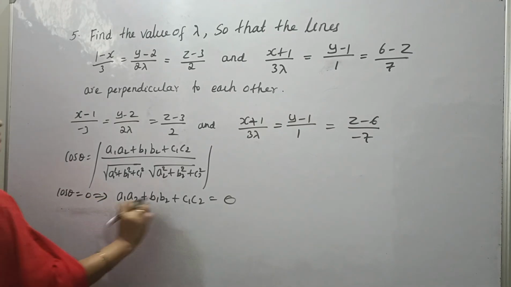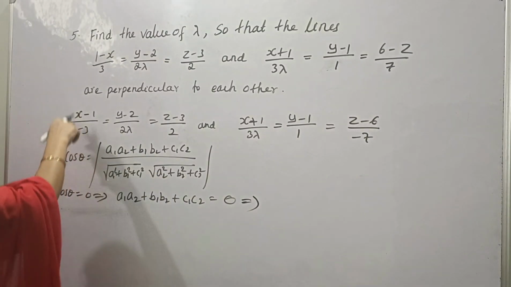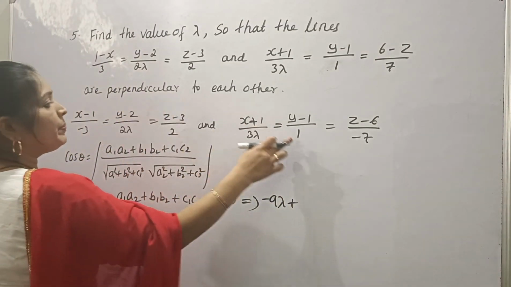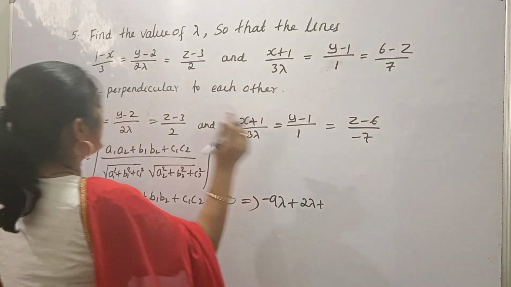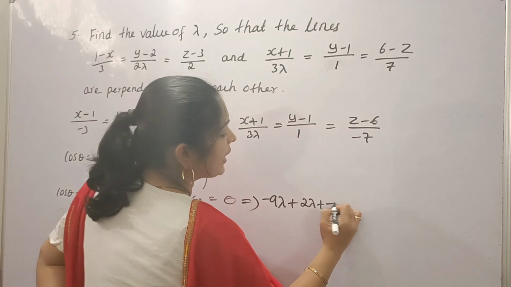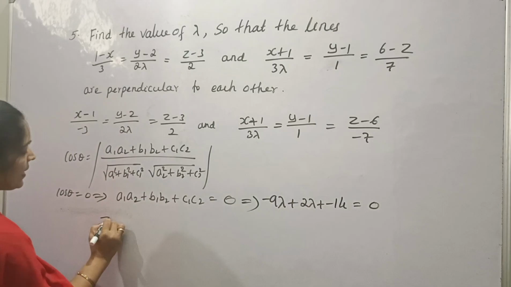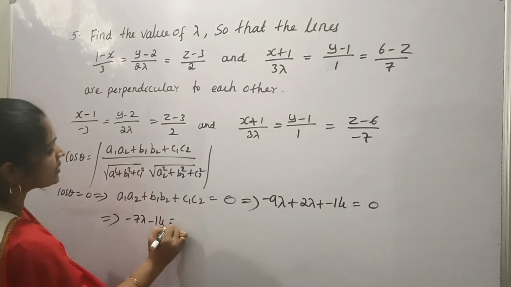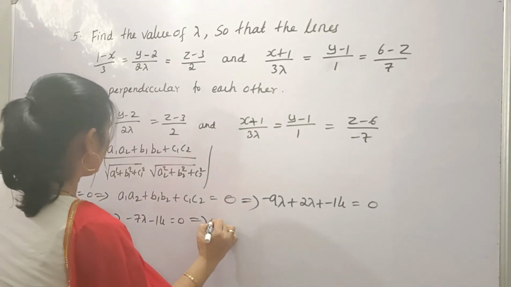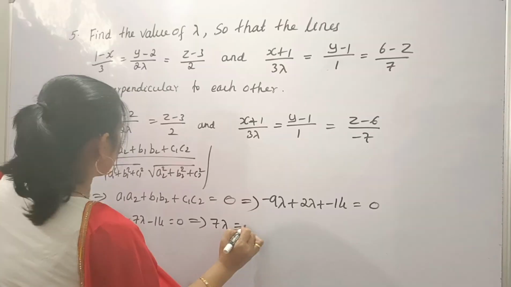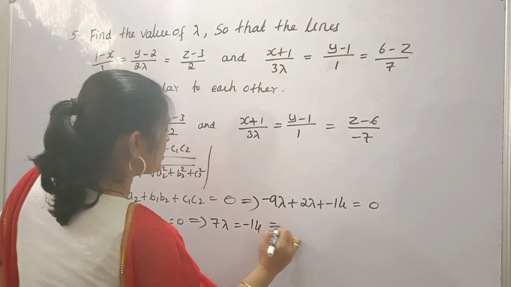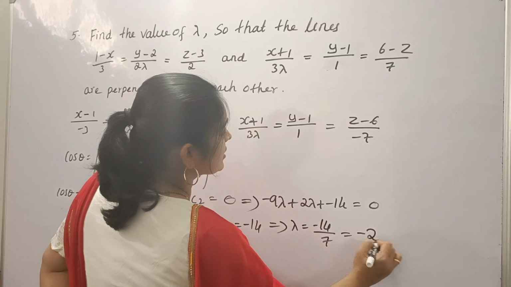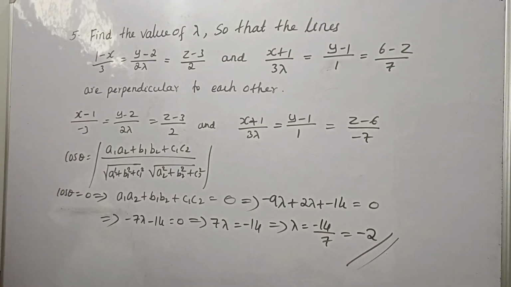Let's substitute here. That implies a1 a2, that is minus 9 lambda, plus b1 b2, 2 lambda, plus 2 into minus 7, minus 14, is equal to 0. That implies minus 7 lambda minus 14 is equal to 0. That implies 7 lambda is equal to minus 14. That implies lambda is equal to minus 14 divided by 7, that is minus 2. So the value of lambda is minus 2.